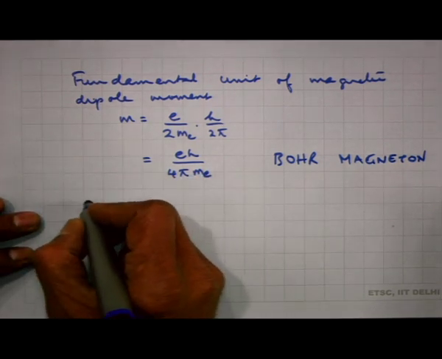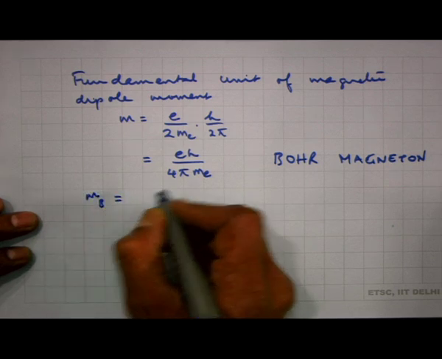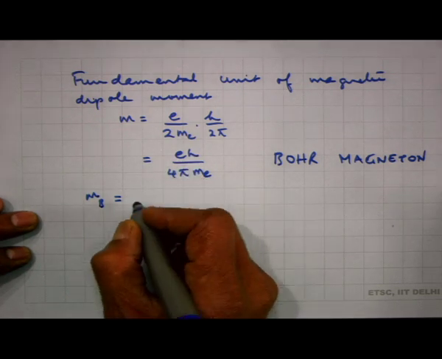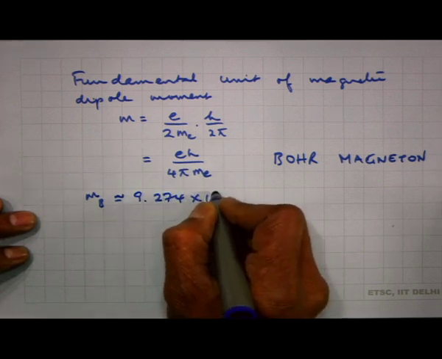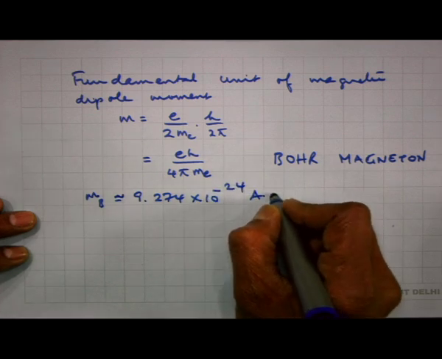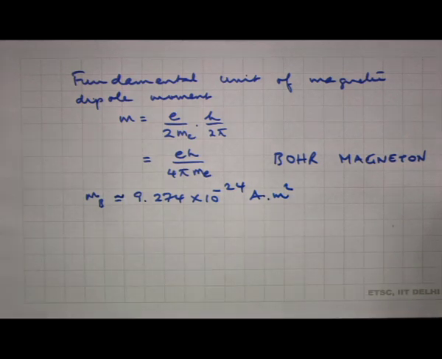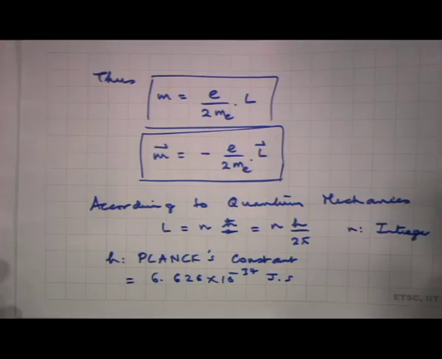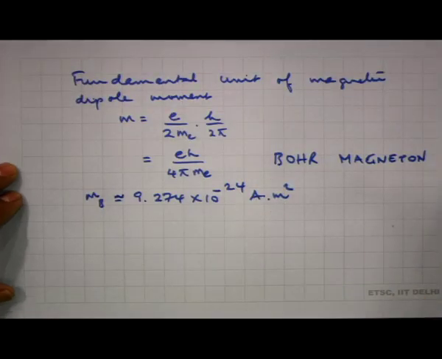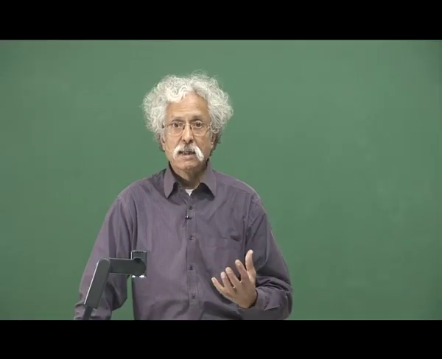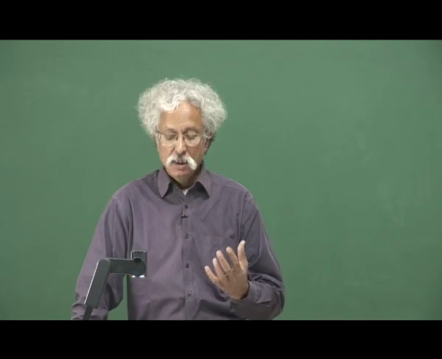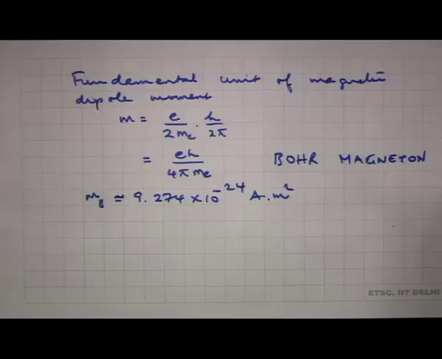So, I can write the Bohr magneton as m b. You can substitute the electronic charge, the Planck's constant, and the mass of the electron, and you will find this is approximately 9.274 times 10 to the minus 24 ampere meter square. So, what we find is the dipole moment is a multiple of this quantity, which is the fundamental unit of dipole moment. And so, I can associate with the orbital motion of the electron in an atom an orbital dipole moment, which is represented by the Bohr magneton.